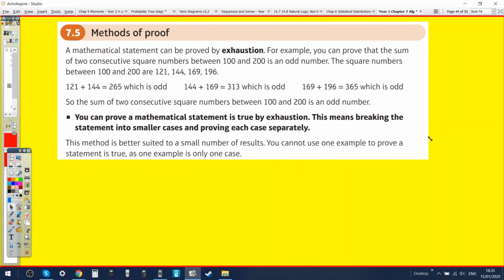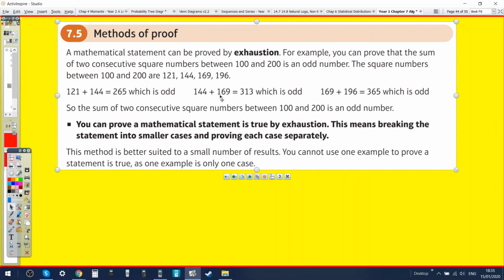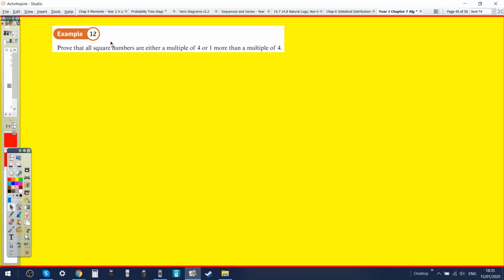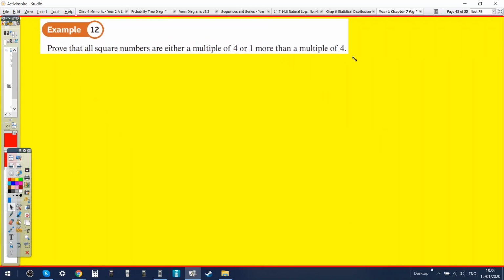Proof by exhaustion. So you can just literally try every possibility. You can prove that the sum of two consecutive square numbers between 100 and 200 is an odd number. So the square numbers between 100 and 200 are these four numbers. There's only four numbers. So you could just add all four to each other in all possible combinations and permutations and show that you always get an odd number. Yeah. So that's exhaustion. It sure is. Okay, how do we do this thing?